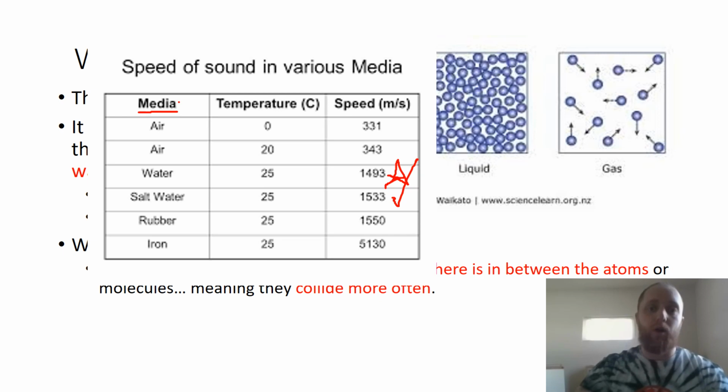Rubber has about the same density as salt water, which is kind of why it floats sometimes, most of the time. But in this case, sound's going to be able to travel at about the same speed. And then iron, a solid metal iron, where all of those particles are really close together, you're going to have the fastest speed of sound.